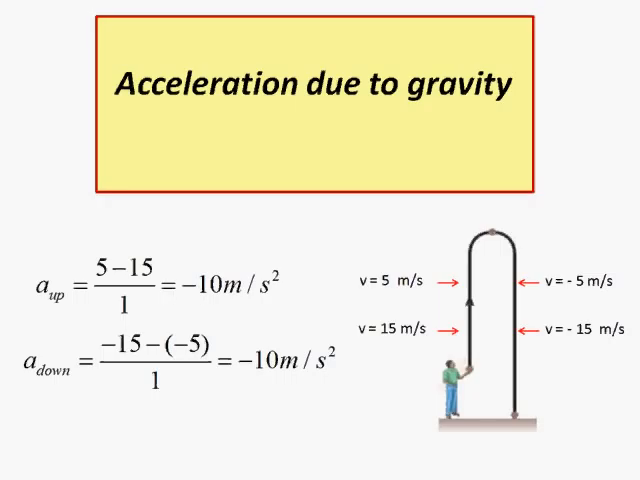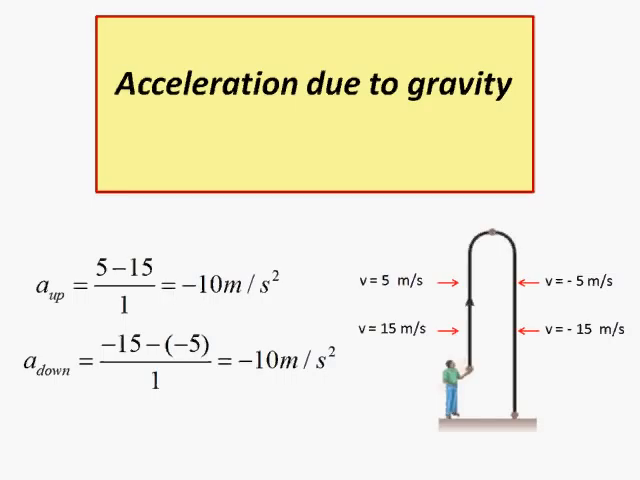If we again do the calculation, you see that on the left side, the acceleration down is final velocity, negative 15, minus negative 5, divided by 1 second, again is negative 10 meters per second squared, which indicates that having a negative acceleration does not mean that the object is slowing down, nor necessarily speeding up. It depends on the signs of the velocity.